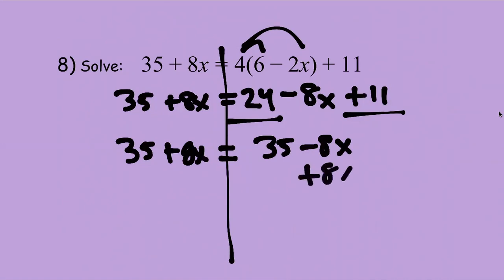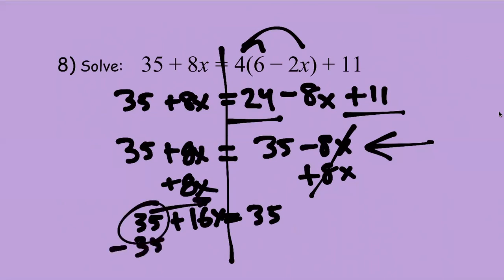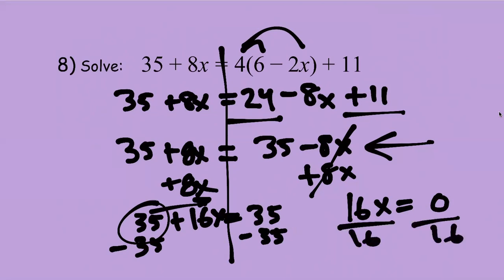So we're going to add 8x to both sides to get rid of the 8x from over here, because this is smaller. Negative 8 is smaller than positive 8. So if you add 8x, you get 35 plus 16x equals 35. So my 8x's dealt with each other. Now I'm going to move this 35 over to the other side by subtracting it. When you subtract it, you get 16x is equal to 0. And if you divide both sides by 16, you would get that x is equal to 0.